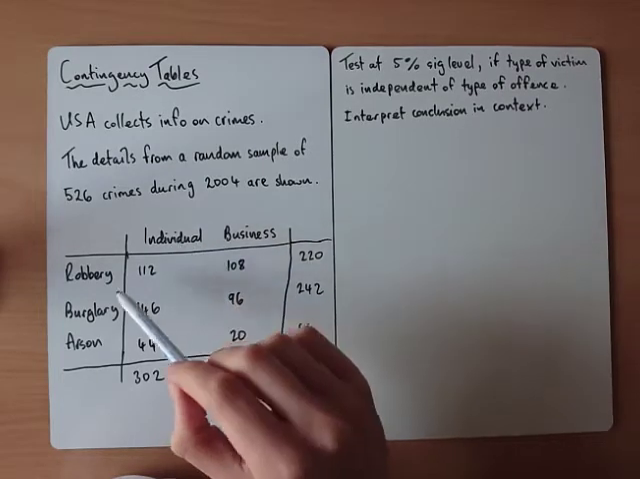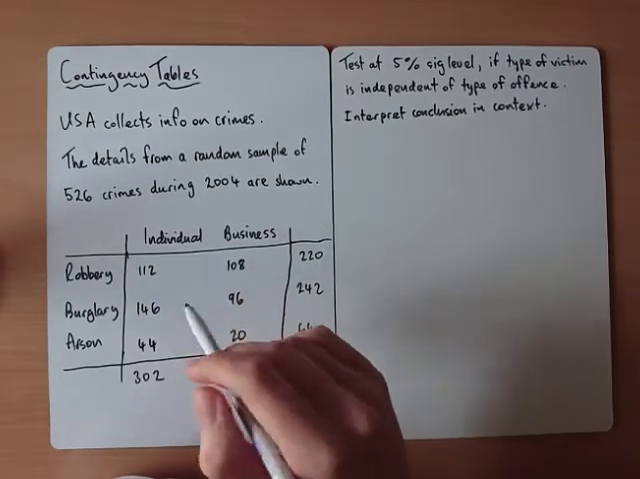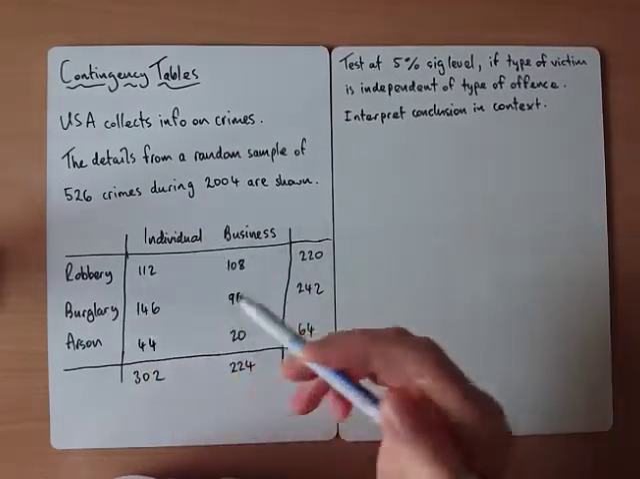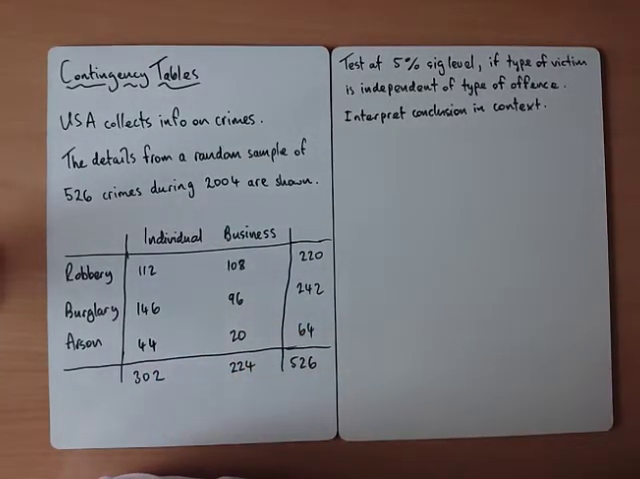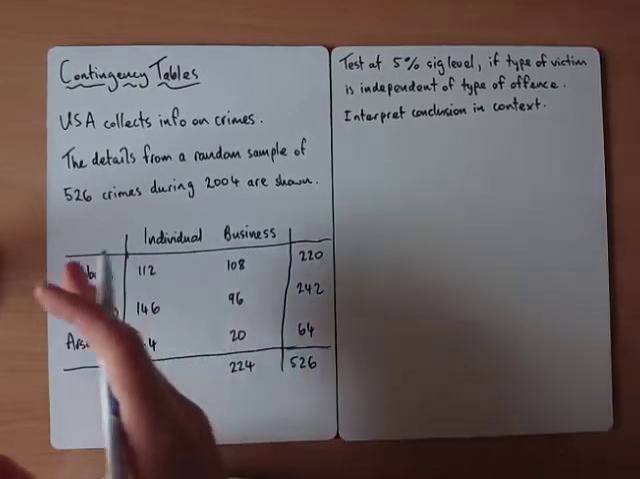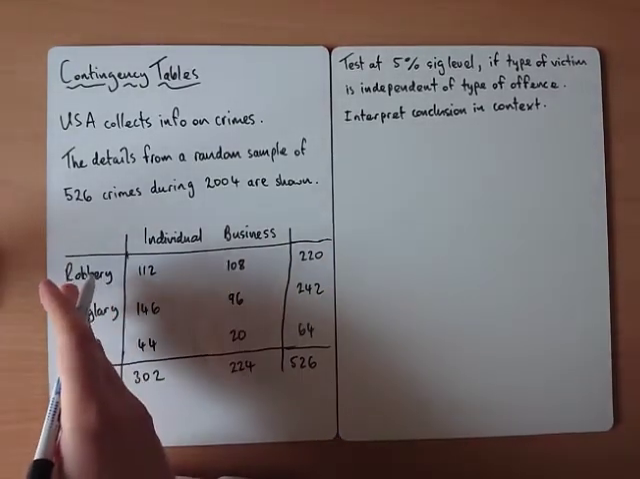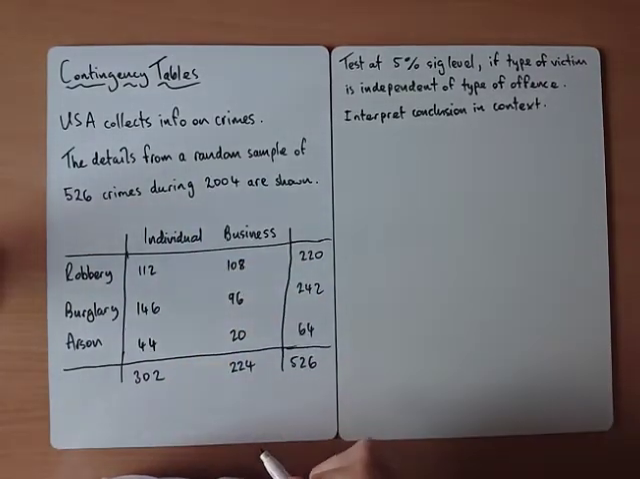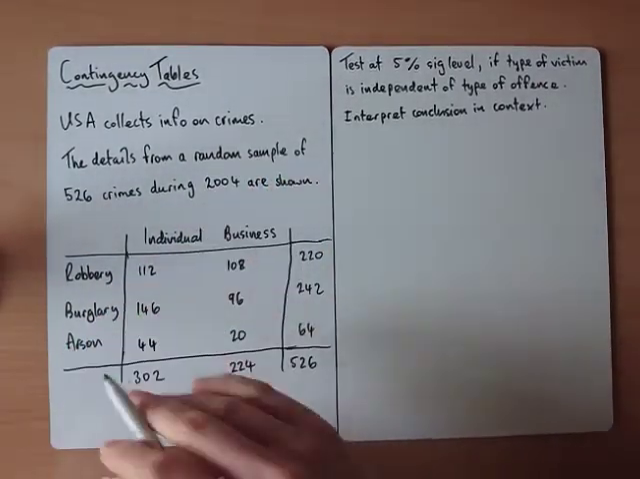So before we start the actual maths behind the question, it's worth thinking, would we expect there to be a link between these two things? Or do you think maybe that there's not a link between these two things? And that's what this test that we're about to do is trying to figure out. Is the type of crime associated with the type of business? Or are the two things independent of each other?